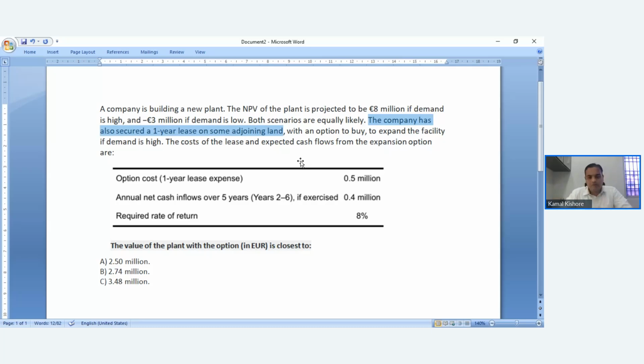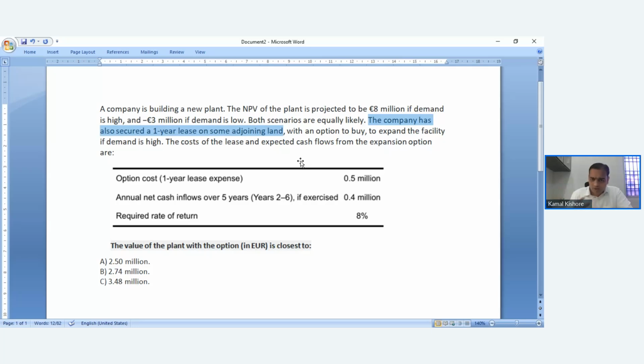I'll be paying the rent for the next 1 year, so that I have an option to buy and expand the facility if my demand is high. If my demand is high, I will expand the facility. So that is your option. Your option is to expand the facility, right?